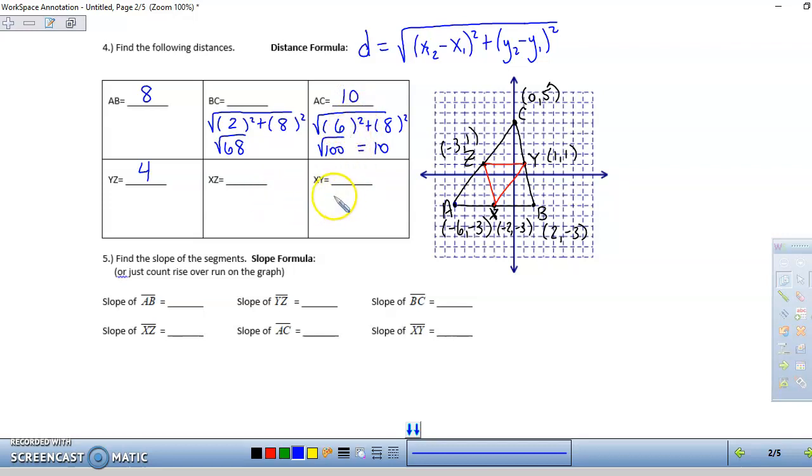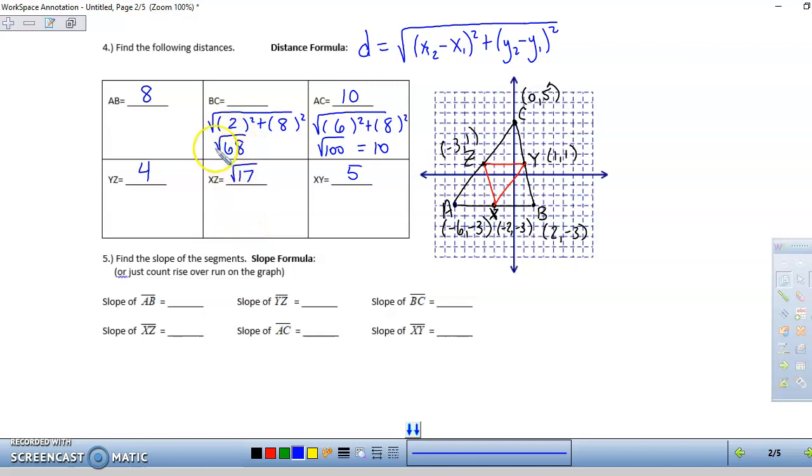So pause and try to find these as well. Okay, welcome back. So XY should get you a 5, if you did that correctly. And then YZ should get you square root of 17.